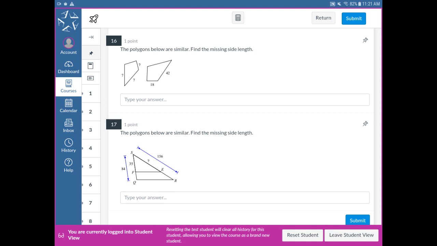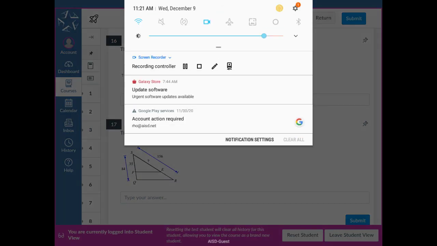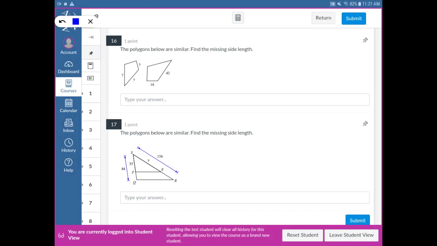Let's do one more, I guess. This one's already set up how you want it. 35 over 84 equals x over 156. So you can just do that. With this one, you'll do 18 divided by x equals 42 divided by 7. So that's what you do with these. So that is 6.1.